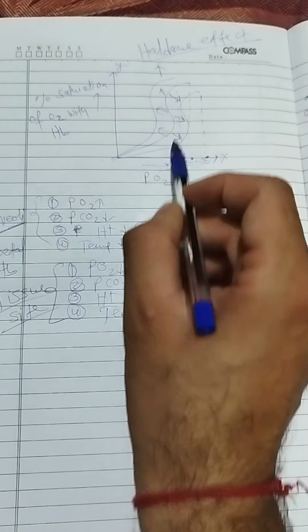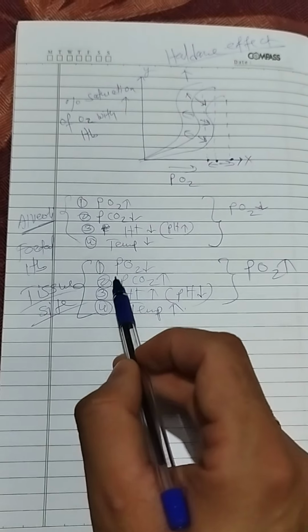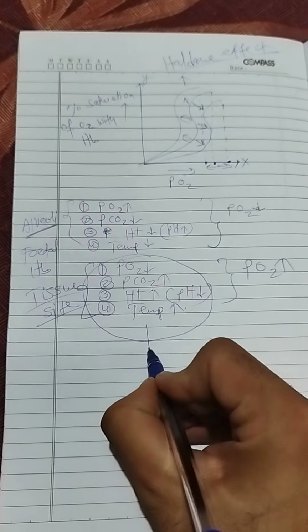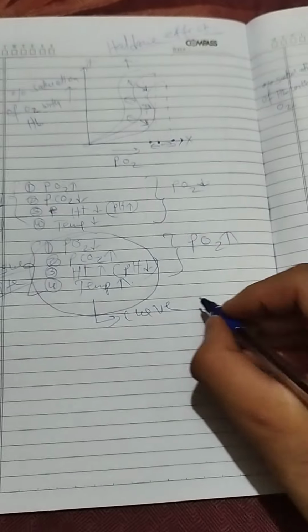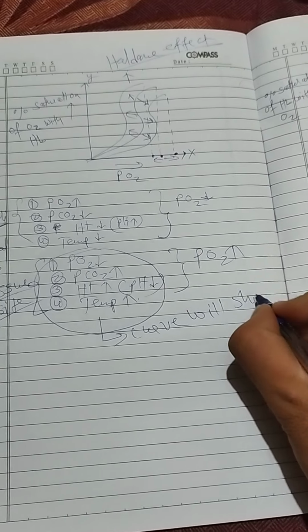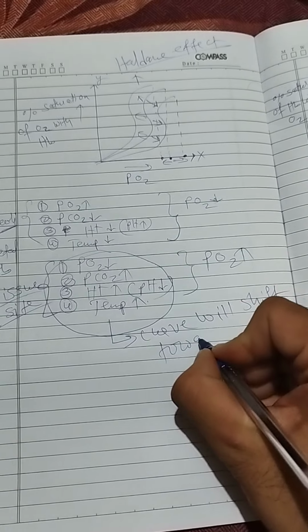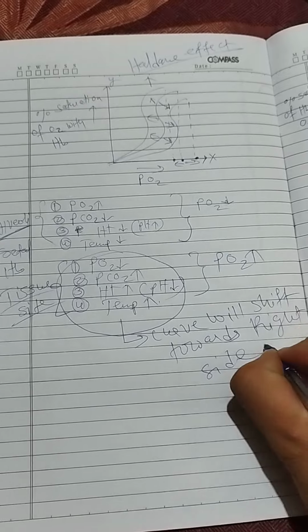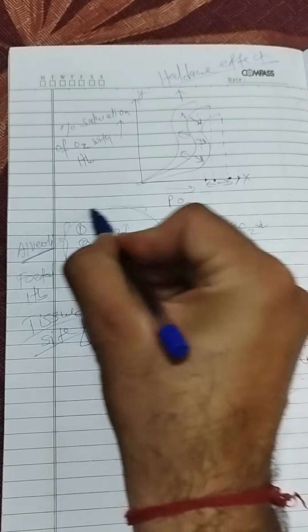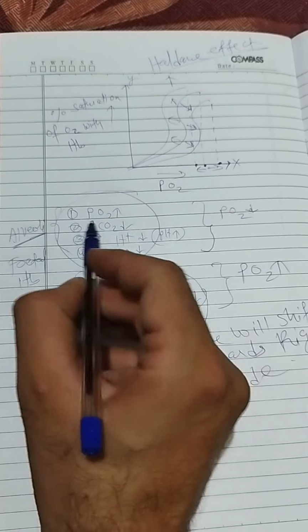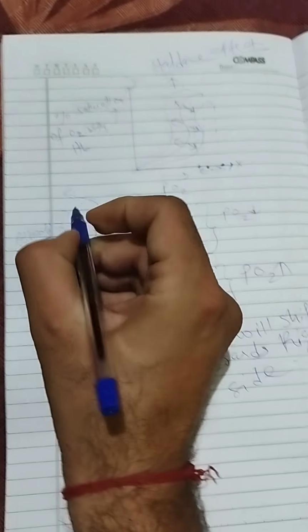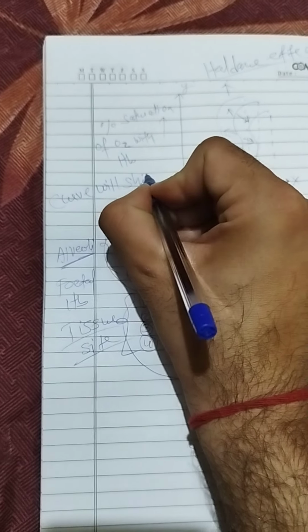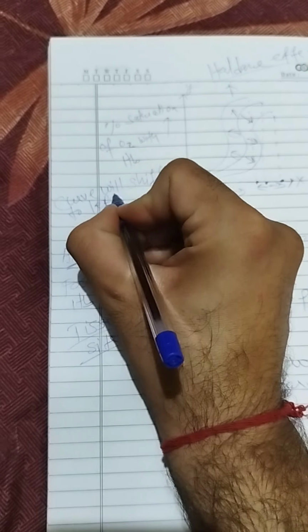So under all these conditions, the curve will shift towards the right side, whereas under the other conditions, the curve will shift to the left direction.